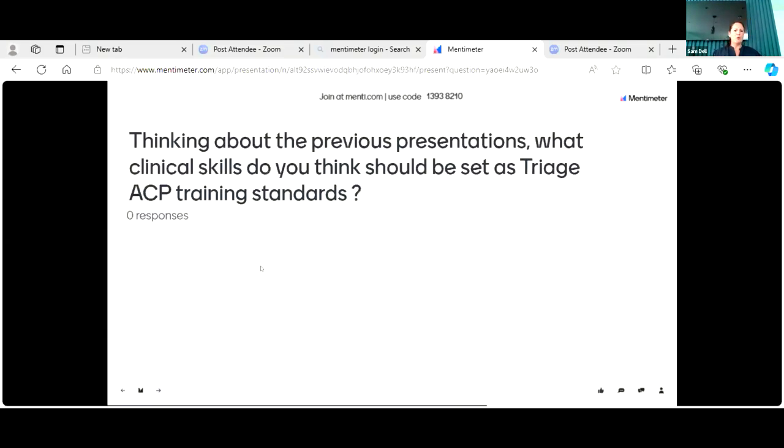So thinking about all the previous presentations that have happened today, and hearing about the clinical skills that myself, Alicia and Ashlea have gone through, what do you think should be set as triage ACP standards, as a standard practice? What skills do you think should be required?